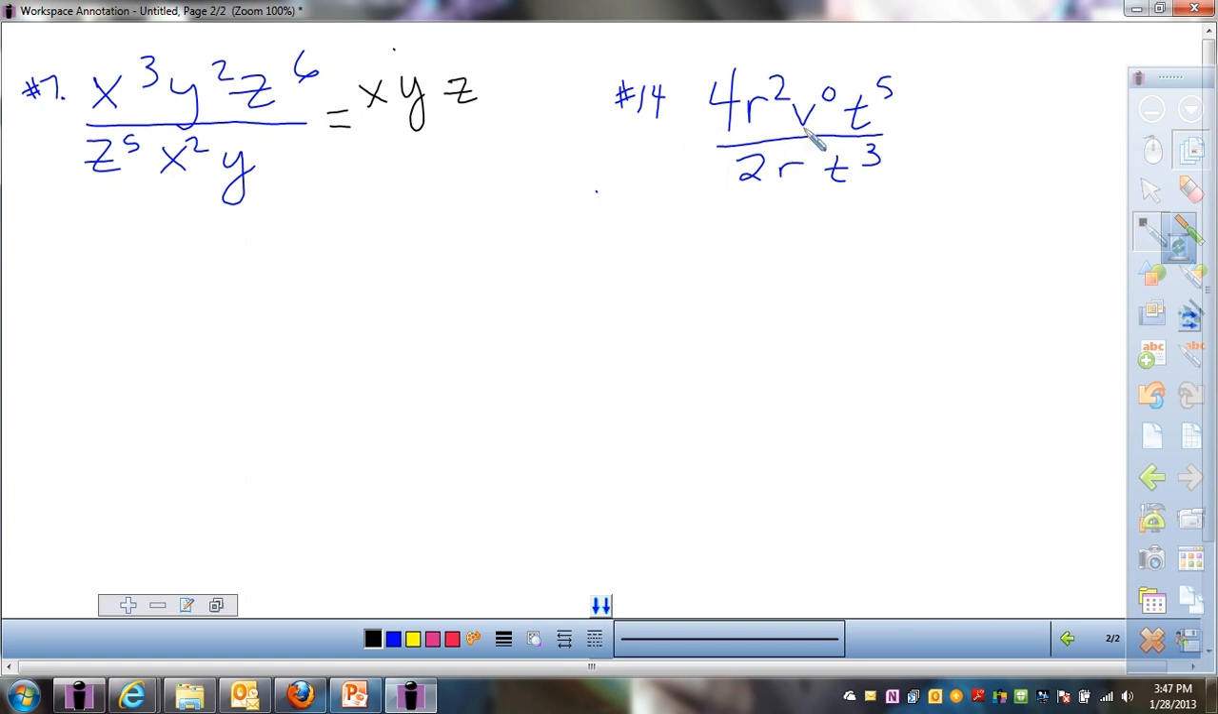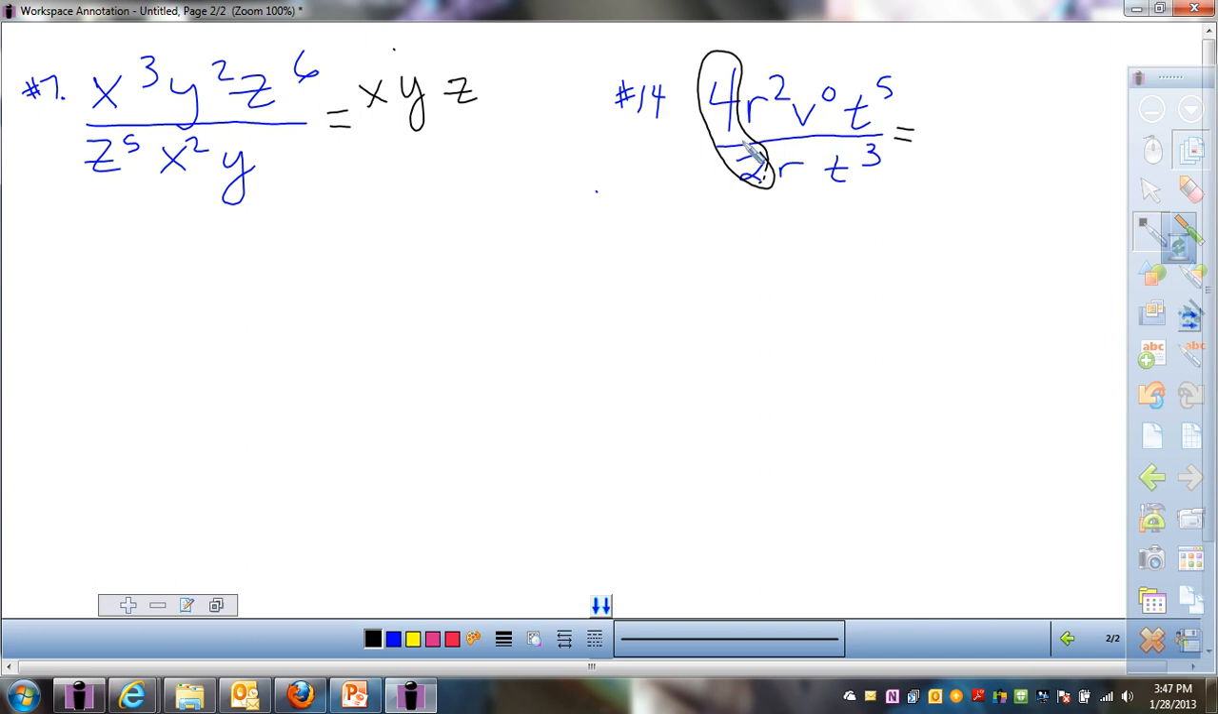Number 14, same type of problem, but the only difference is what? I couldn't hear you. What? Okay, that's right. Just kidding. You have coefficients here. These are numbers in front. Those are called constants. Now constants, you got to treat them just like they're regular numbers.